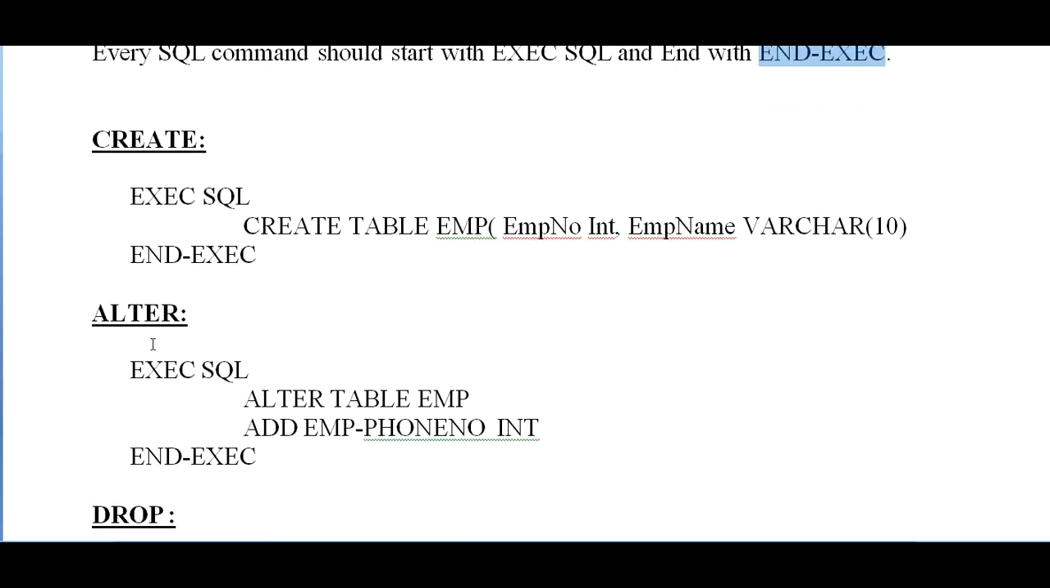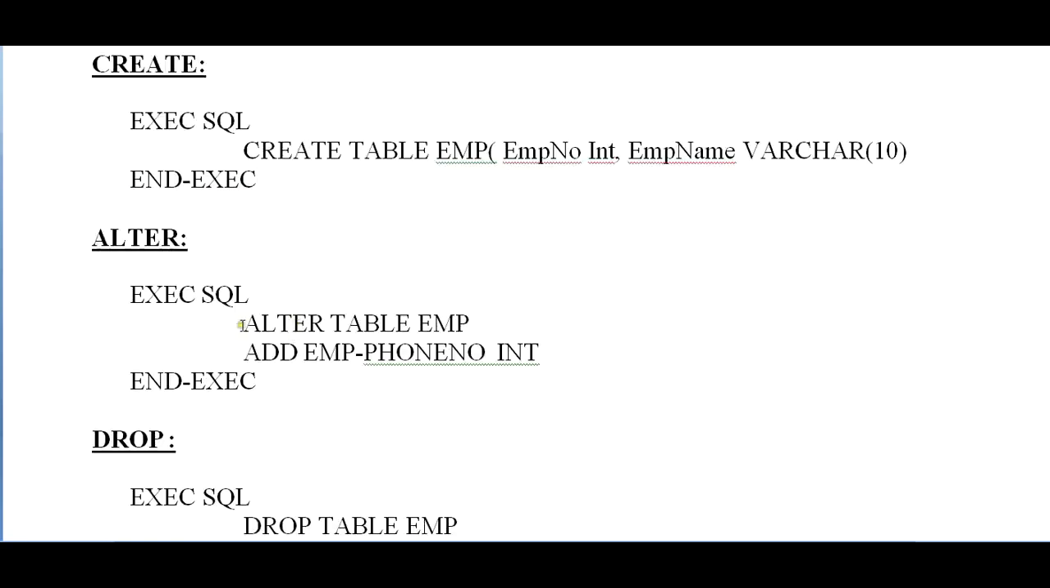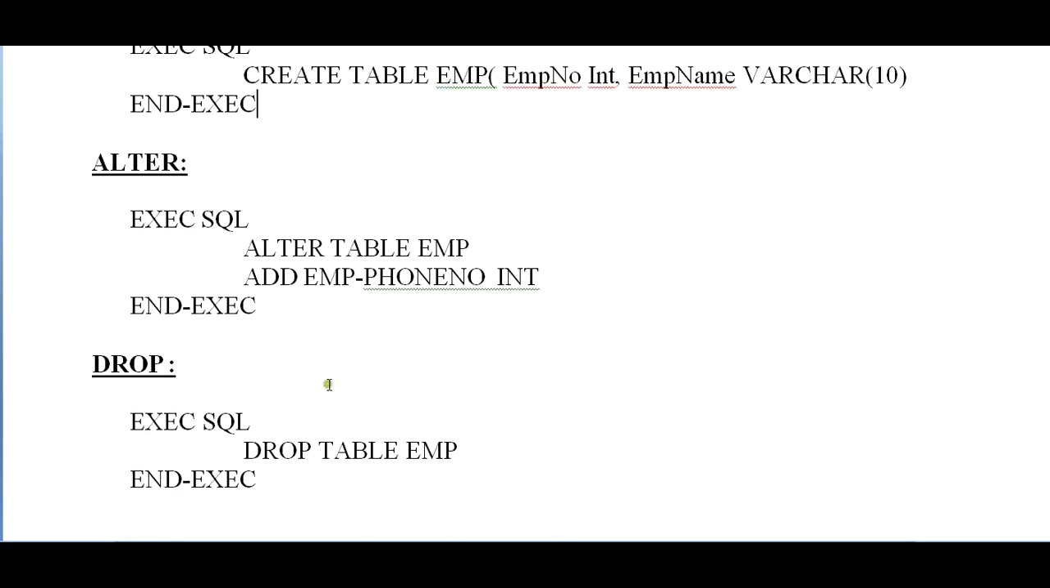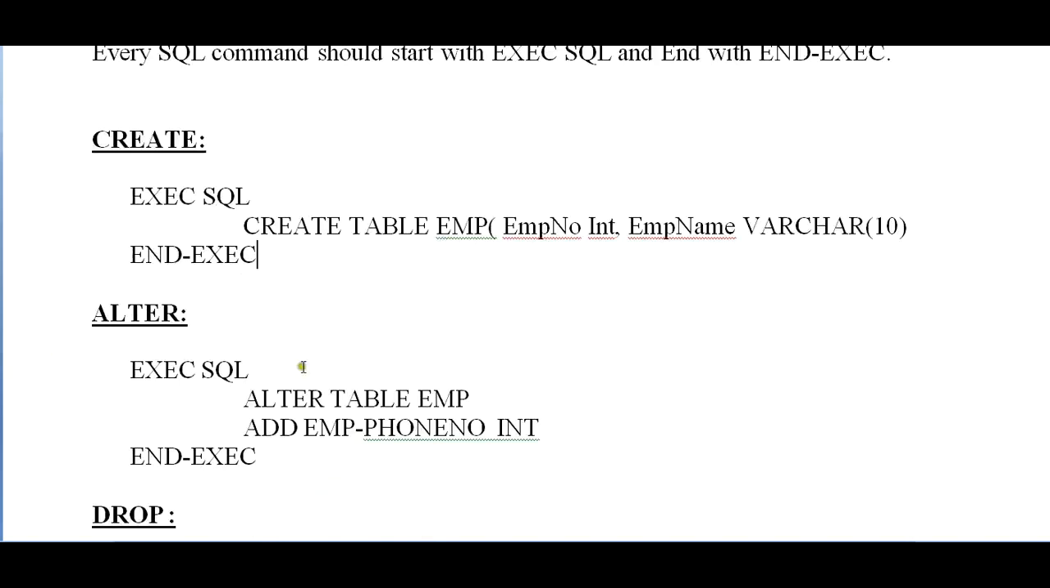To give a simple introduction, to create the table: exec SQL create table, followed by the table name, then the field and data type, and end exec. That's simple, right? In the same way, to alter the table: exec SQL alter table emp add emp phone number int. To drop: exec SQL drop table emp end exec. So these are the simple statements or simple queries under DDL commands.